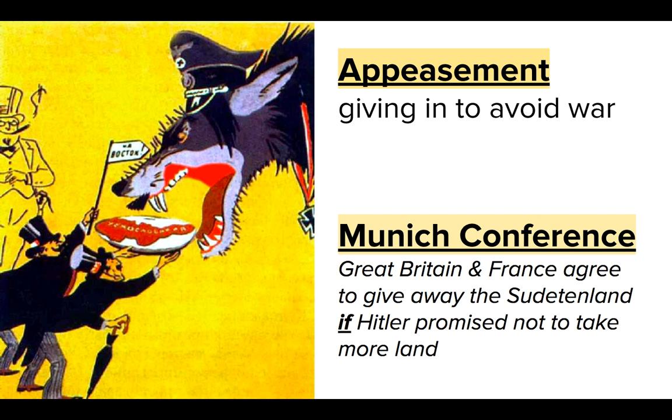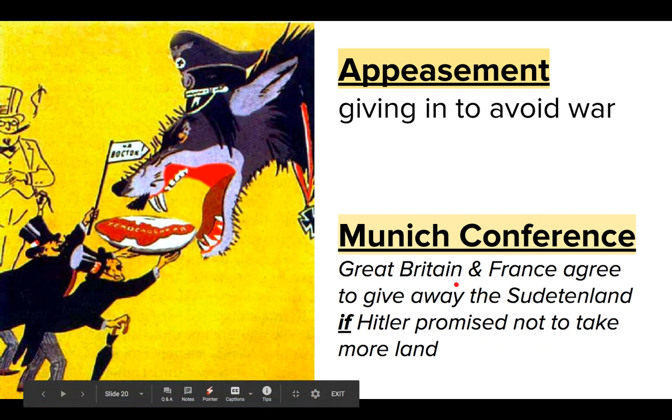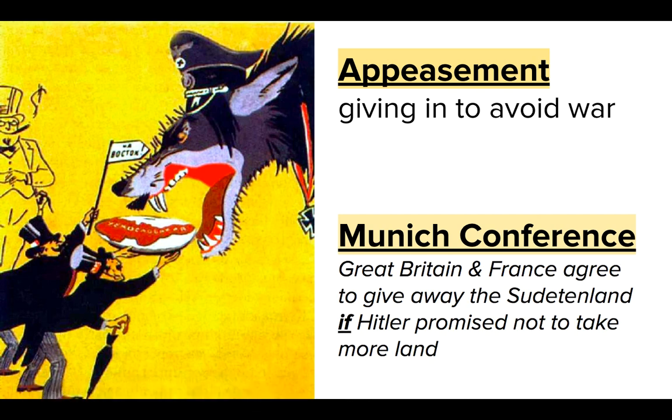And so the powers that be at the time, Great Britain and France, they're at this event called the Munich Conference. They decide together they're going to give Hitler the Sudetenland if he promises not to take any more land for Germany. And this process is called appeasement. So appeasement means giving in to avoid war. That's exactly what's happening here.